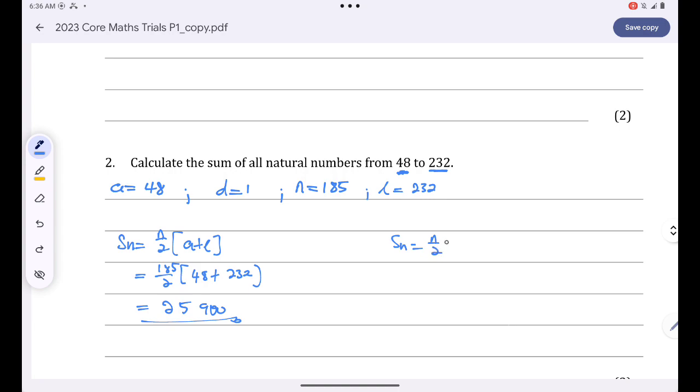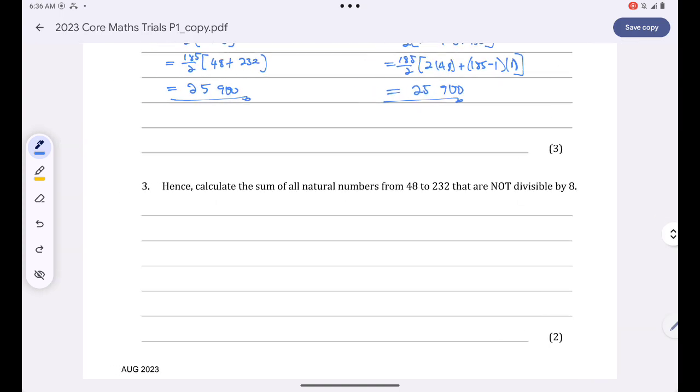Do the same thing over here. By using the other equation, you'll get the same answer. You'll simply say 2a plus n minus 1 d. That's just 185 over 2, then there's 2 multiplied by 48 plus n, which is 185 minus 1, and then the difference is also equal to 1. Punch these on a calculator, and believe me, you'll get 25,900 as well.